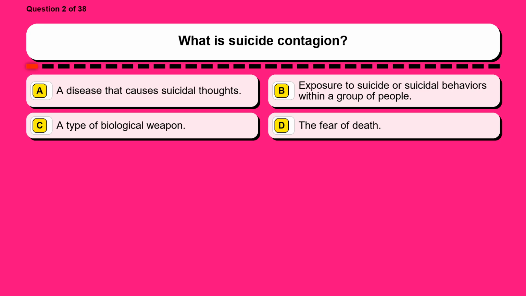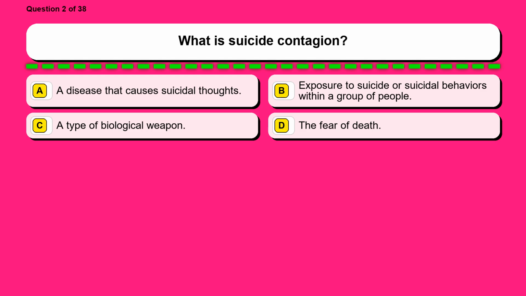Question 2. What is suicide contagion? Option A. A disease that causes suicidal thoughts. Option B. Exposure to suicide or suicidal behaviors within a group of people. Option C. A type of biological weapon. Option D. The fear of death.